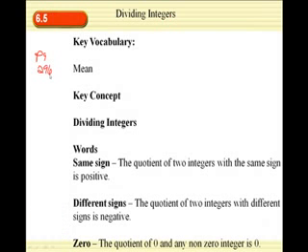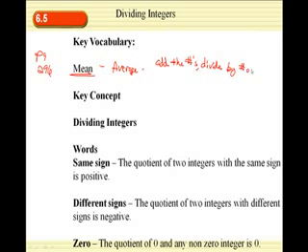Okay, page 296. So dividing integers. The vocabulary is mean. That is just a fancy word for the average. Remember, to find the average, you add the numbers, and then you divide by the number of numbers. Okay, so since it's dividing integers, they're probably going to have us find some means.